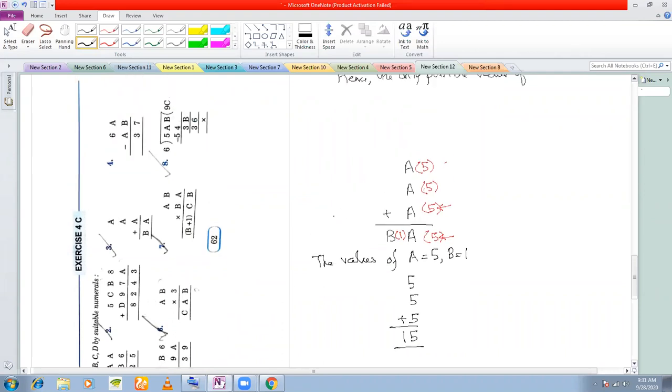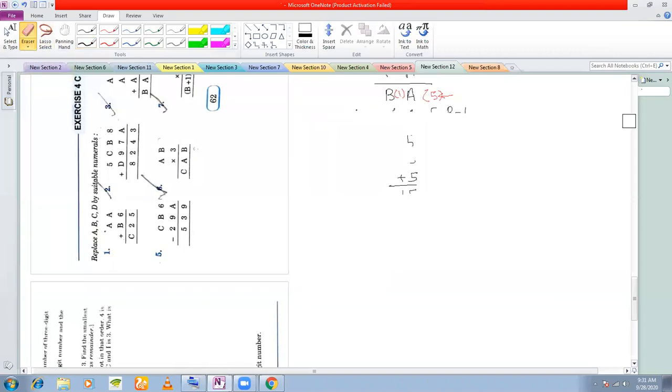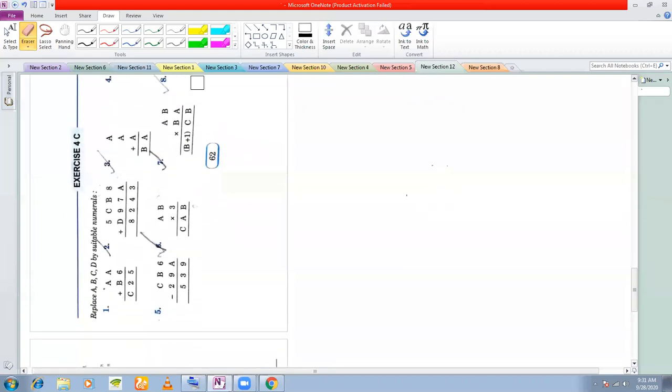Okay. I think just time for maybe one more sum. I'll say number 5. Number 6. All these are logic based problems, trial and error. You try it with different digits and see whether it clicks. Okay. So you have AB into 3. You get C, A, B.